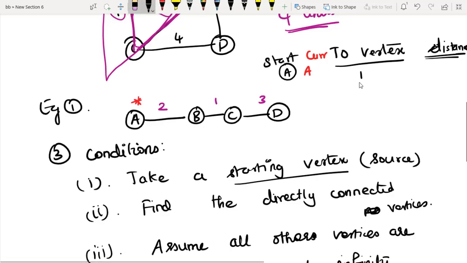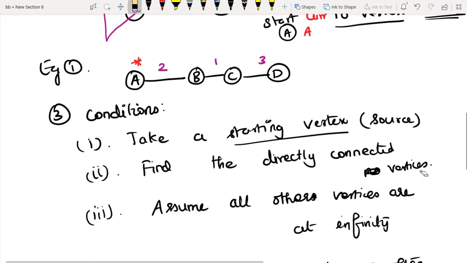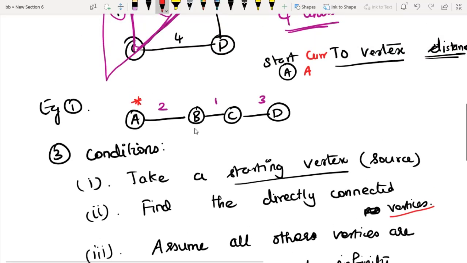Now, what is the directly connected node? The second step is to find the directly connected nodes. Nodes and vertices, they are the same. From A only B is directly connected. C is not directly connected, because C has B in front of it. So C is not directly connected to A. Only B is directly connected to A.